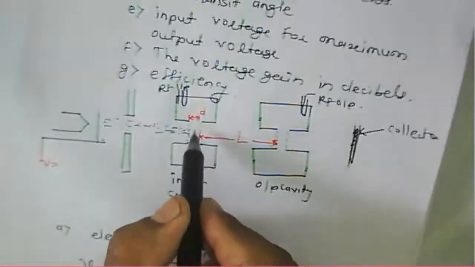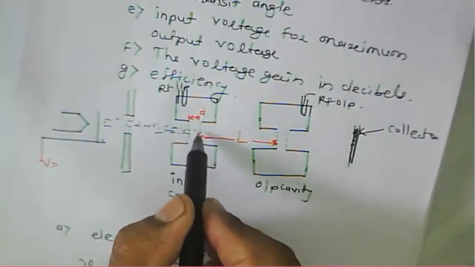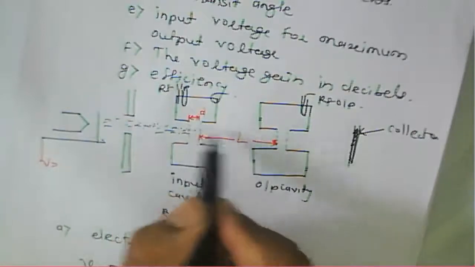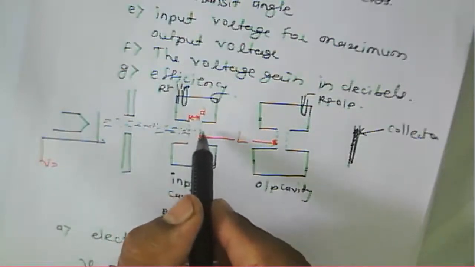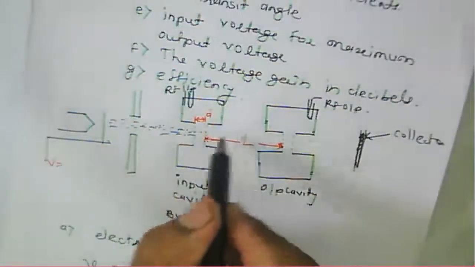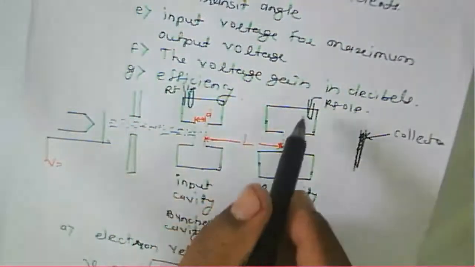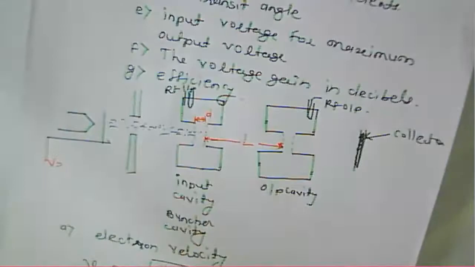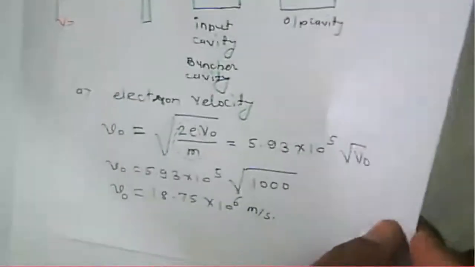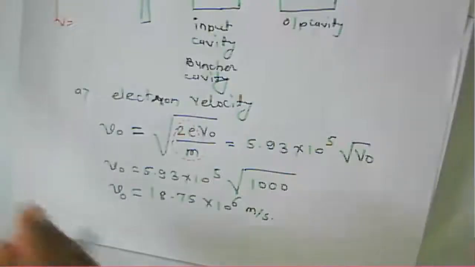And again, the amplification depends upon the gap between these two cavities. At the optimum value of this particular gap, we should get the highest amplification. Now that is about your electron velocity.